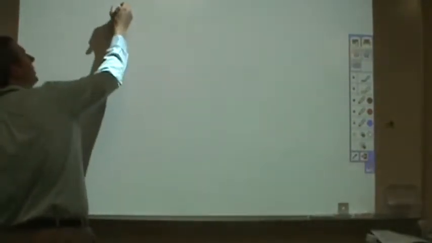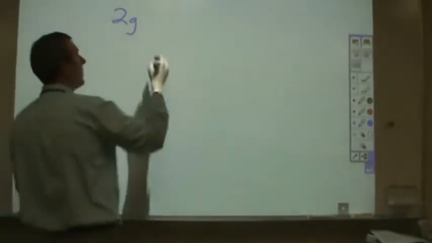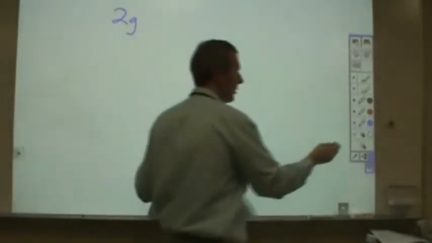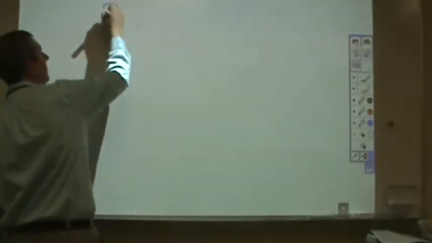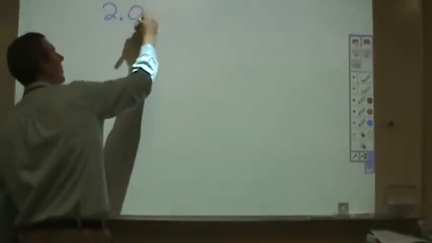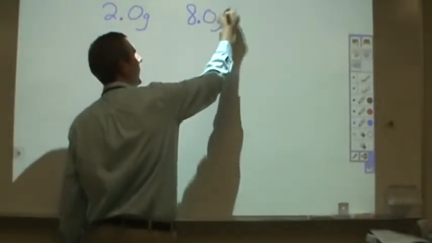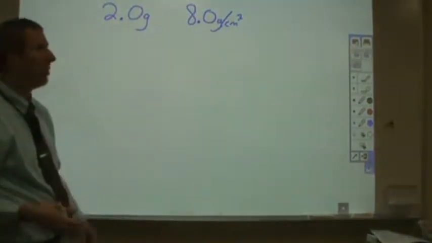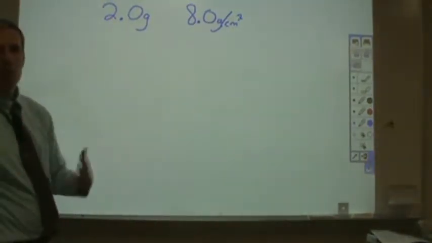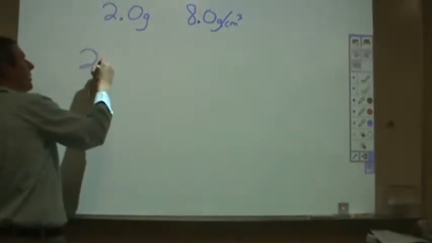So if I told you that you have a 2-gram object, let's actually make that 2.0 grams, get our sig figs going a little bit better. And I told you that the density of that object was 8.0 grams per centimeter cubed. And I said, what's the volume in centimeters cubed? That's something you could do with an algebraic manipulation. But you could also use dimensional analysis.